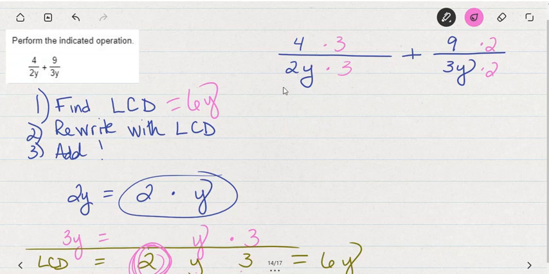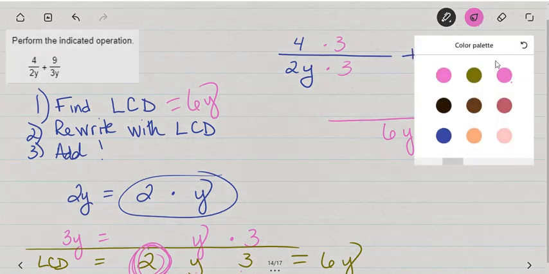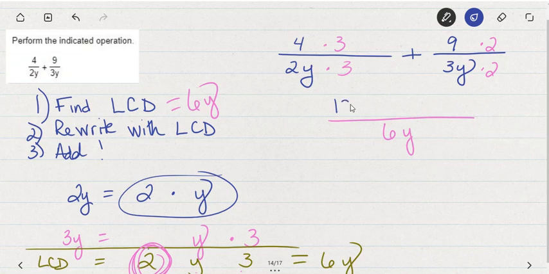We have a 6y in the denominator. So when I add these, 6y stays in the denominator. In the numerator, we've got 4 times 3 plus 9 times 2, or in other words, 30 over 6y. We're almost done now.